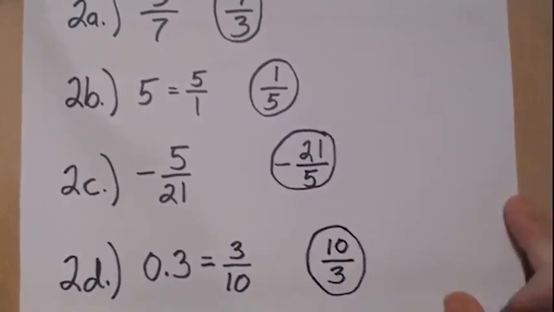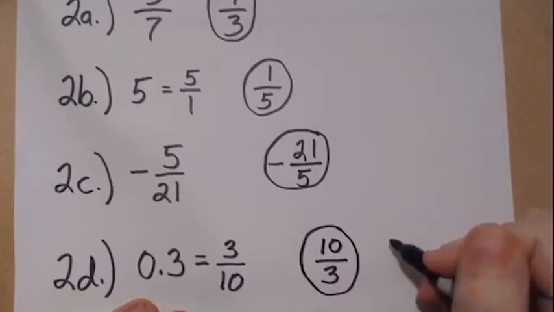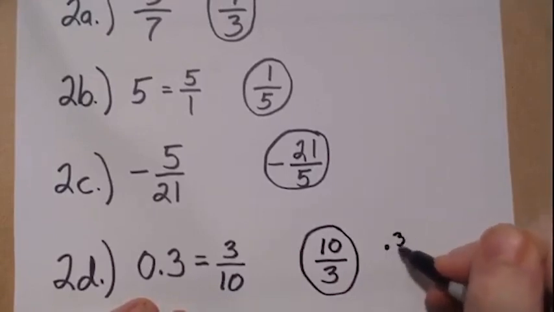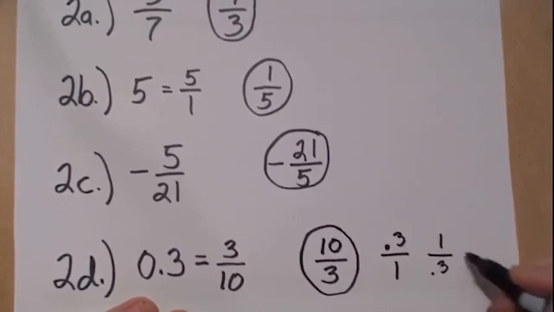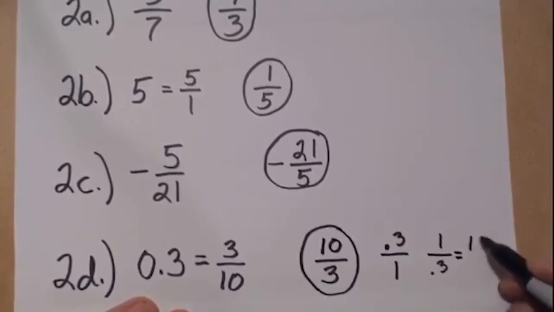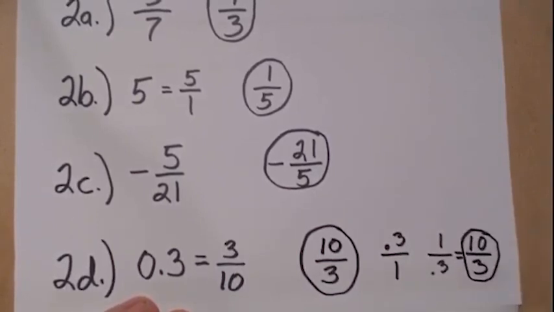How else could we have gotten there? Picture 0.3 over 1. Flip it. We would get 1 over 0.3. And we can't have decimals inside of fractions, so we move the decimal one place to the right everywhere. We get 10/3 that way as well.